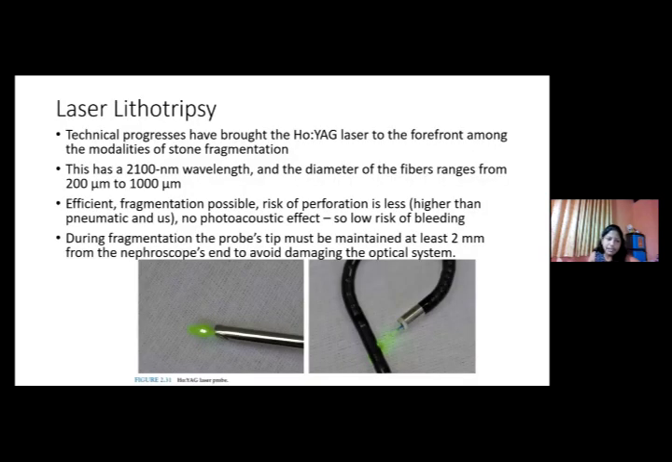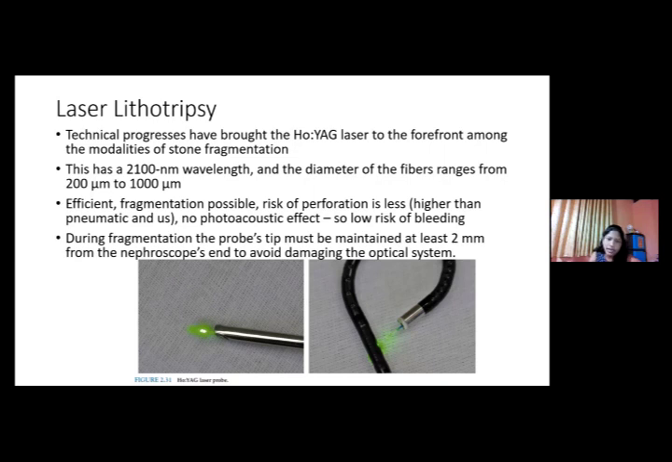Then finally we have the most efficient and commonly used one, laser lithotripsy, and the laser is the holmium laser. It has about a 2100 nanometer wavelength, and the fiber ranges from 200 to 1000 microns. It is more efficient in fragmentation: dusting, fragmentation, popcorning, everything possible. The risk of perforation is less, but still higher than with pneumatic and ultrasonic. And there's no photoacoustic effect, so there's low risk of bleeding.